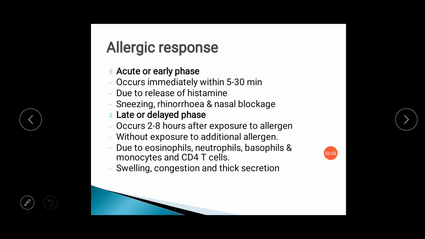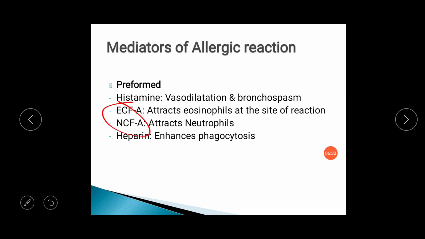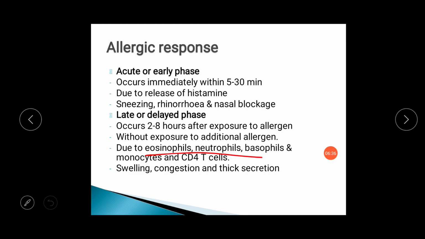The late or delayed phase occurs 2 to 8 hours after exposure to the allergen. It occurs without exposure to any additional allergen, and it is mainly because of eosinophils, neutrophils, basophils, monocytes and CD4 T cells, which are attracted to the site of reaction by these different factors which attract neutrophils and eosinophils. So these neutrophils, eosinophils and different types of cells will mediate the late or delayed phase of the allergic reaction, and it causes swelling of the nasal mucosa, congestion of the nasal mucosa and thick secretion.